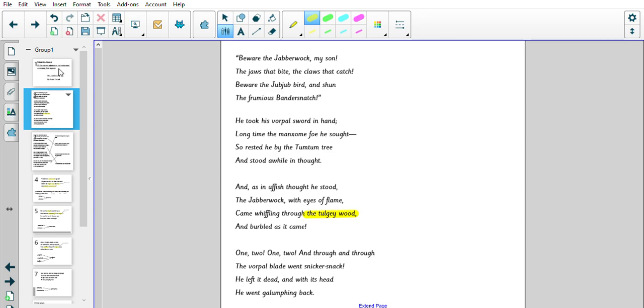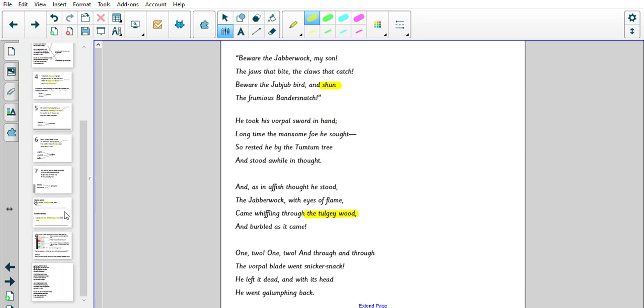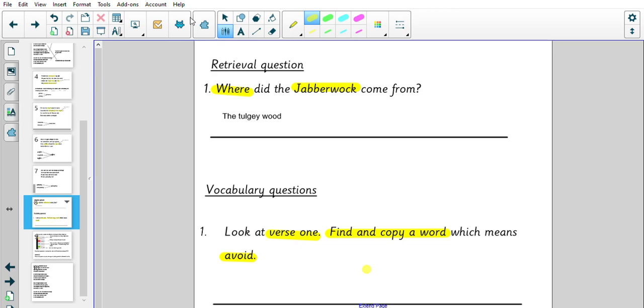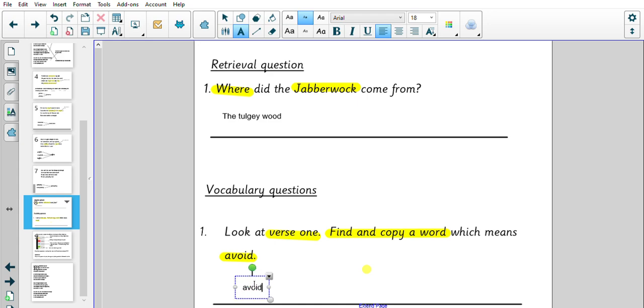Yes, it does. So again, I'm going to highlight the word shun so I can make sure that I copy it properly into my answers. Because I only find and copy one word, if you write more than one word, you will not get it right. Sorry, that's the wrong word. I just wrote avoid. I'm going to write the word shun, which is the word that I have copied from the poem.